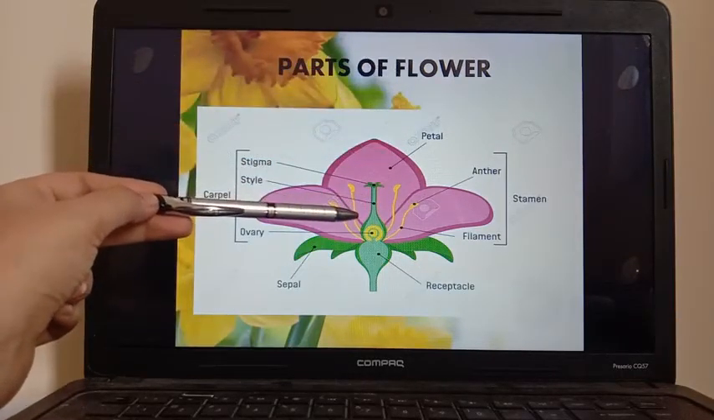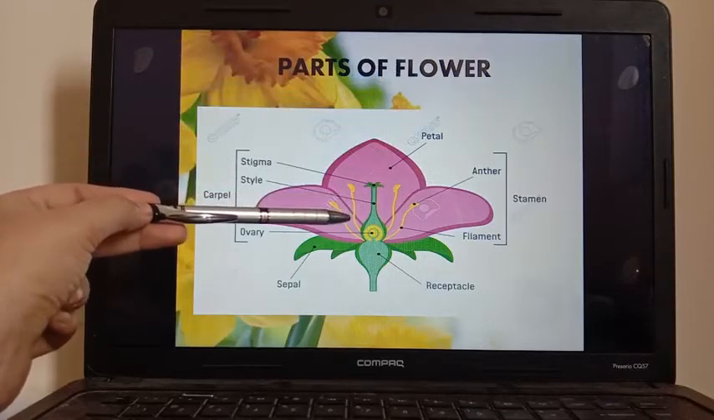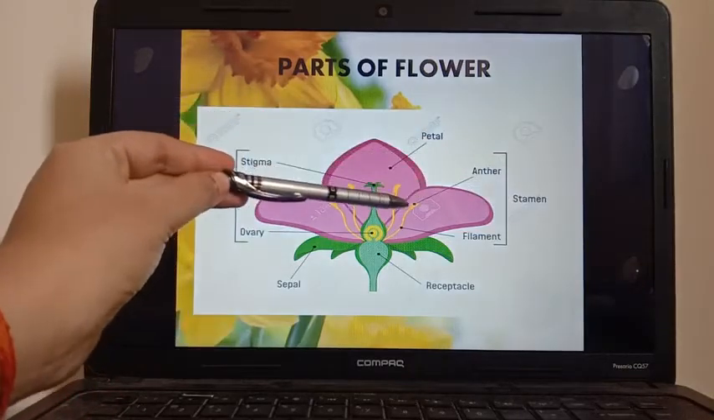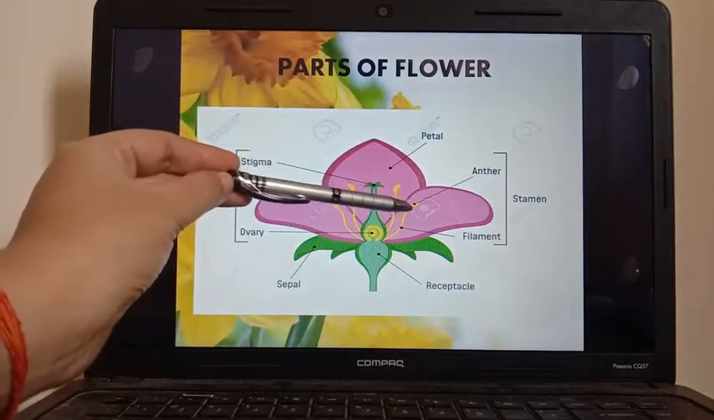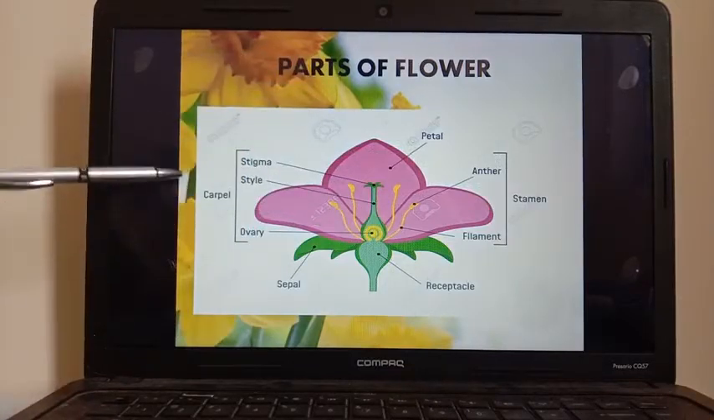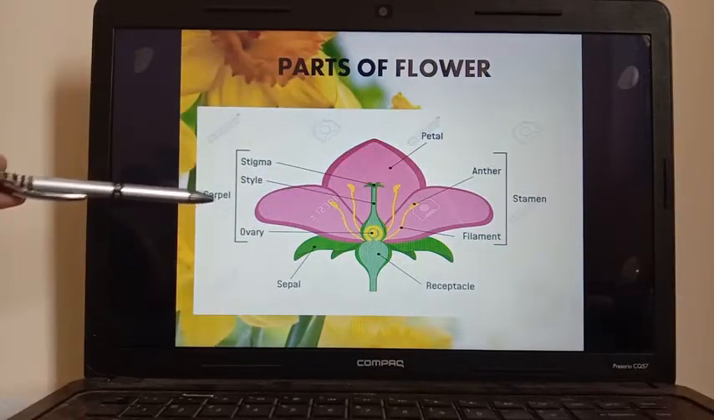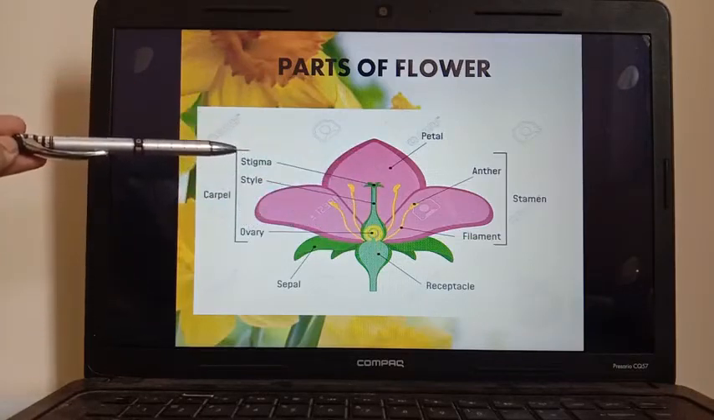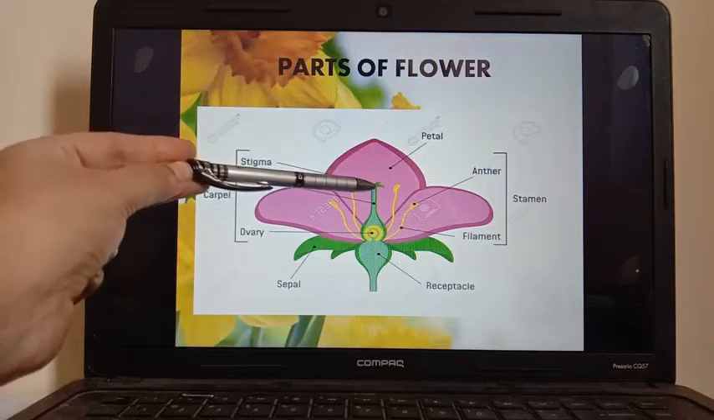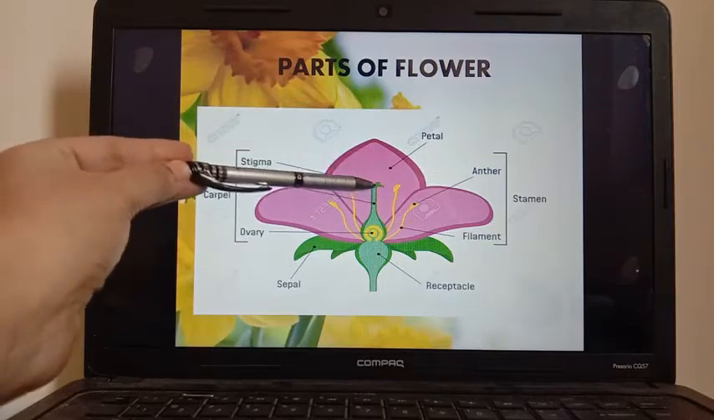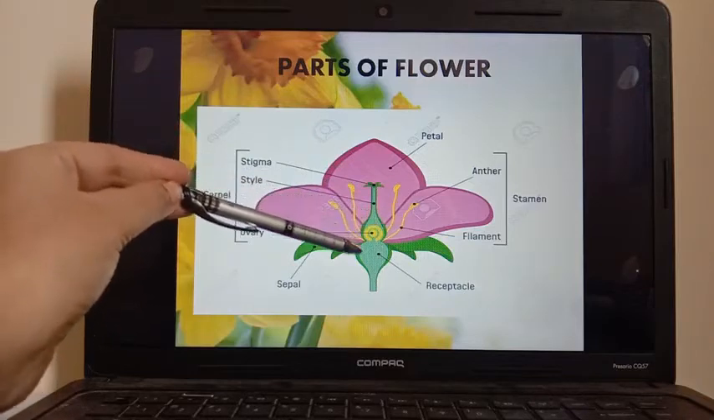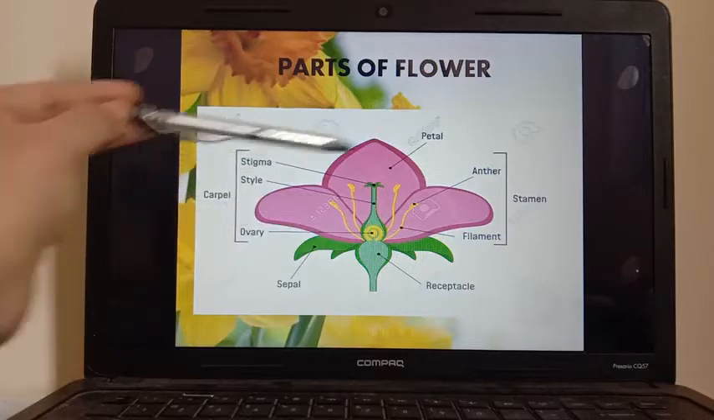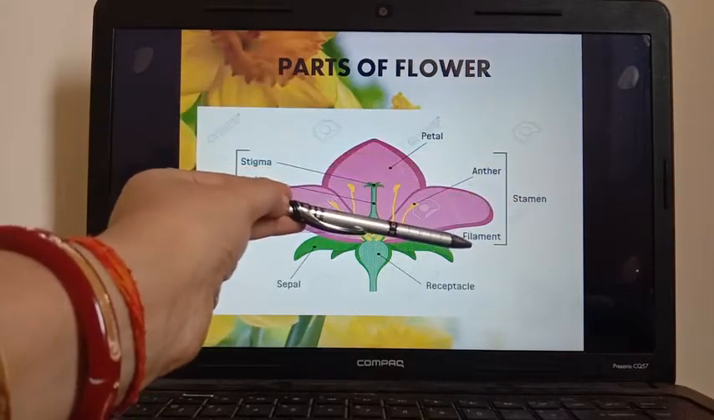Two reproductive parts: male reproductive part and female reproductive part. The male one is known as stamen, which contains two parts, this yellow colored one, the anther, the upper part, and the filament. The female part is known as carpel. This middle one is the female part or carpel, which contains the stigma, the topmost part, the style, the middle one, and the ovary, the down swollen part. So carpel contains stigma, style and ovary, and the stamen contains anther and filament.